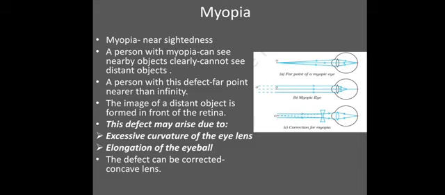I hope in the third diagram you are able to see the correction for myopia, where they have used a concave lens. Now the image is formed on the retina, so it is corrected. A concave lens of suitable power will bring the image back onto the retina, and thus the defect is corrected. So it can be seen in the third diagram.